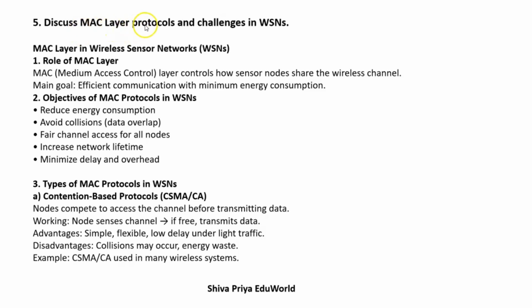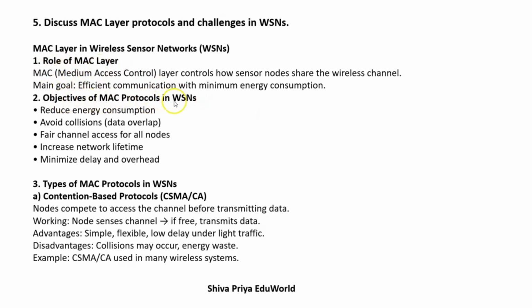Discuss MAC layer protocols and challenges in wireless sensor networks. Here, the role of the MAC layer in wireless sensor networks: MAC is nothing but medium access control. This is a layer which controls how sensor nodes share the wireless channel. The main goal of this MAC is efficient communication with the minimum energy consumption. Clear? This is the main goal of this MAC layer.